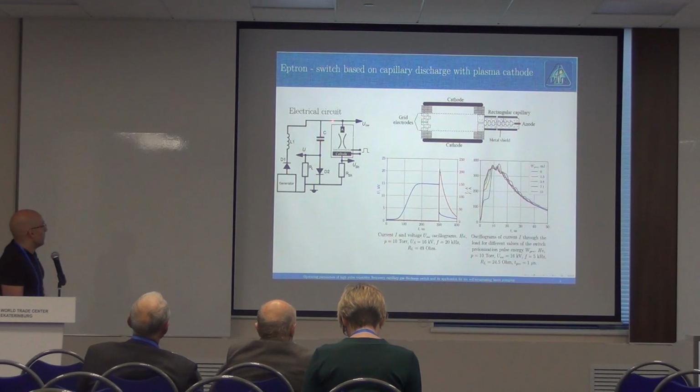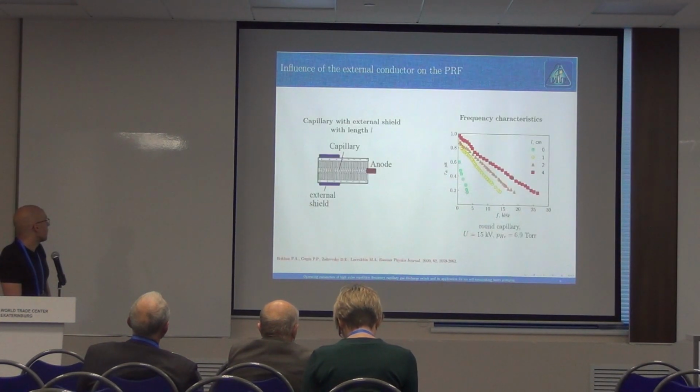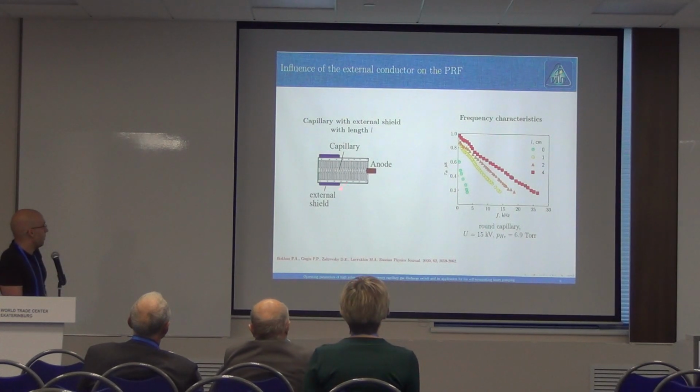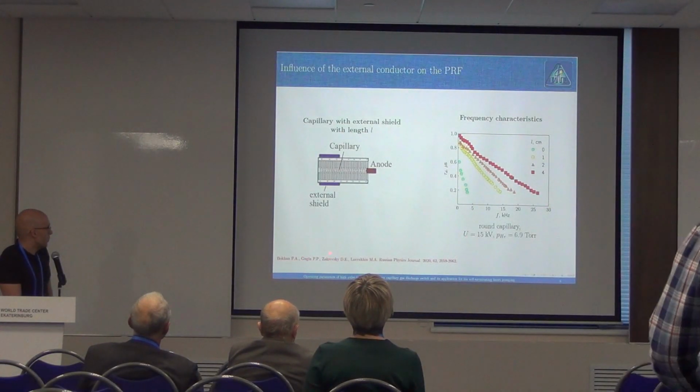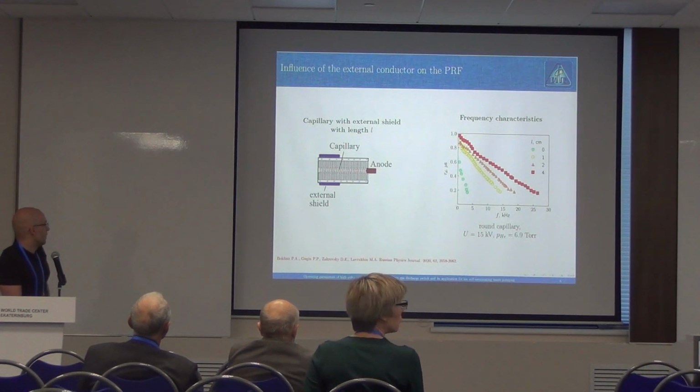Here are the typical electrical circuit and the waveforms, the voltage on the switch and the current through the load. And one more thing: this switch has an additional external metal shield around the capillary in order to improve frequency characteristics. This was shown in this work for a capillary with circular cross-section.